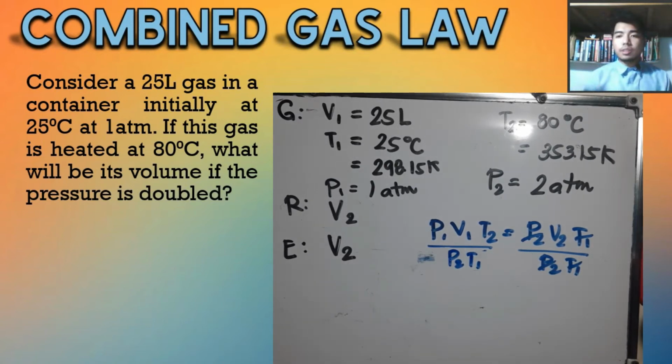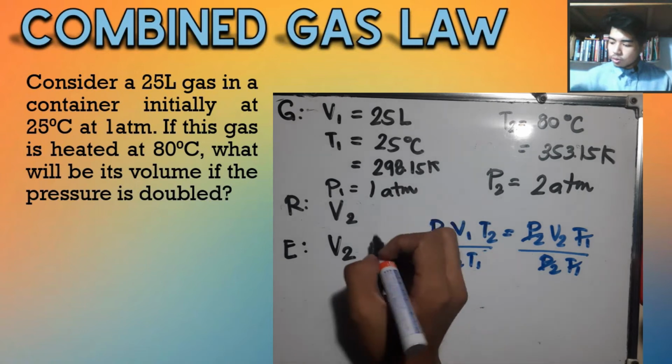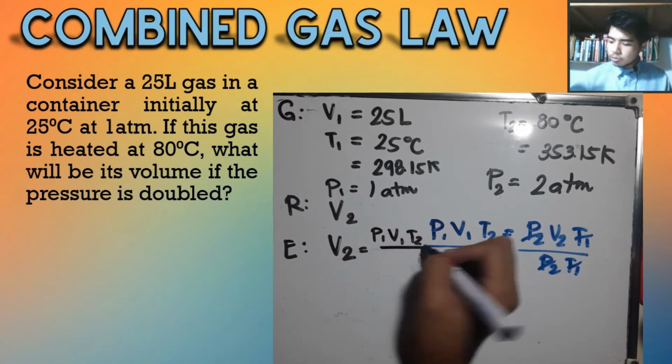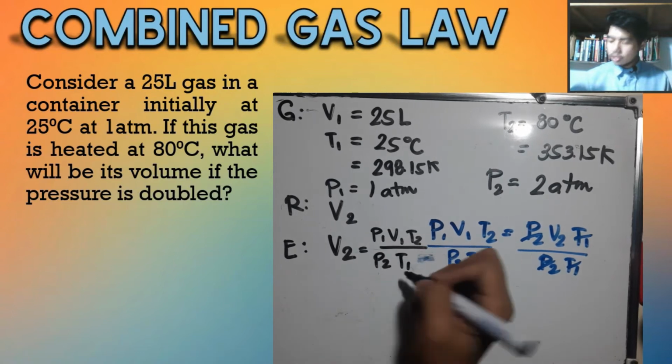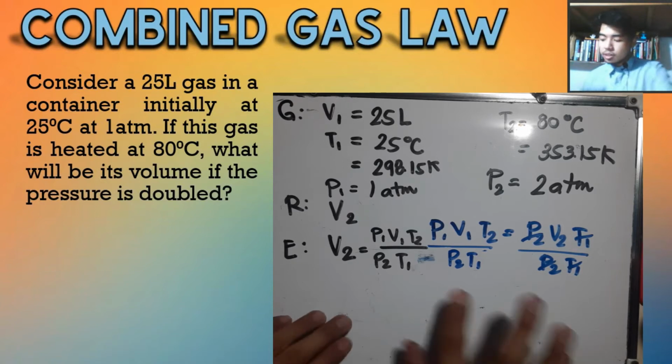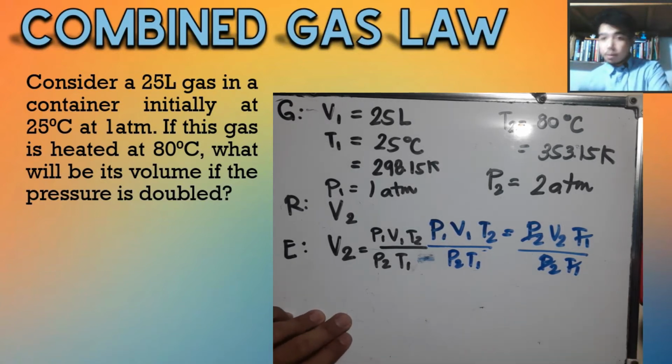Which will now give us the formula that is equivalent to P sub 1 times V sub 1 times T sub 2 over P sub 2 times T sub 1. So this would be the formula that we are going to utilize for this problem.